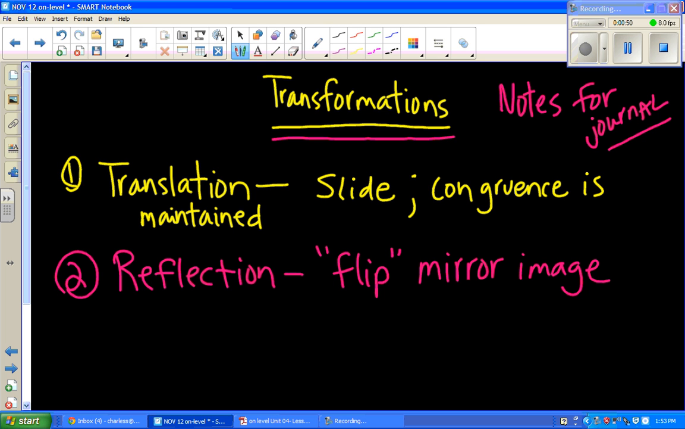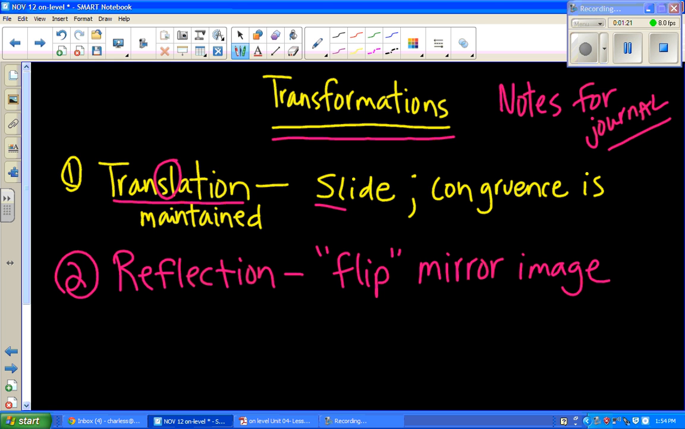So the first type of transformation that we're going to talk about is a translation. Translation is when the figure slides and congruence is maintained. That means it stays the same size and it slides. We're going to look at some examples that you have on your handout later. But a way to help you remember this is slide, SL, in translation.